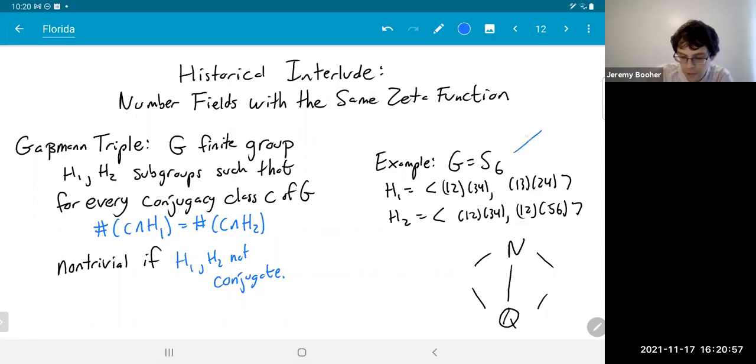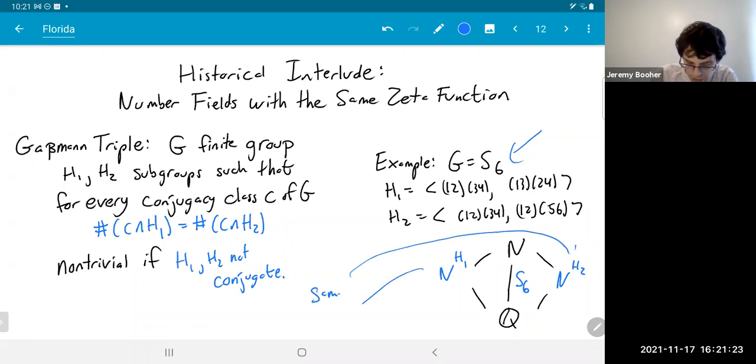So there's an example with a symmetric group over here. This is S6, and I have two subgroups. And Gassmann's idea was, suppose I take an S6 extension of the rational numbers. In other words, a Galois extension whose Galois group is S6. If I take the fixed fields of this with respect to H1 and H2, I get two number fields. Turns out they have the same zeta function, and they're not isomorphic. And this is precisely because we had a non-trivial Gassmann triple. So this gives a very nice construction of number fields with the same zeta function.